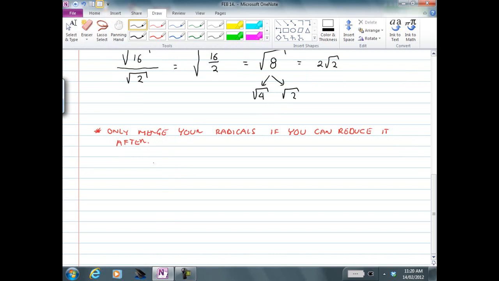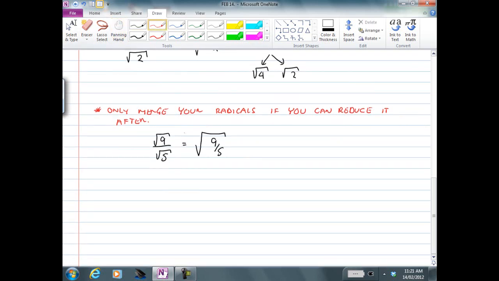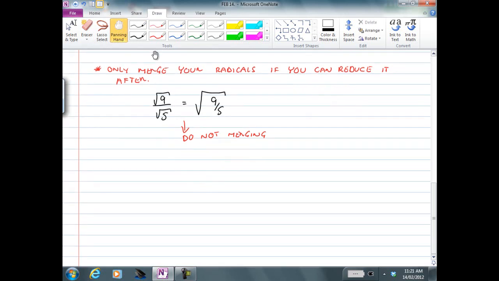If I have a question like this, root 9 over root 5. Right off the bat, I know some of you will say, hey, mister, let's just merge them together. Look what happens when I merge them together. It gets 9 over 5. See, this is messy. I can't do anything to it. So this is an example of do not merge. See? In this case, do not merge. Merging is only used if you can reduce it after into something nicer. In this case, guys and gals, I just leave it the way it is.